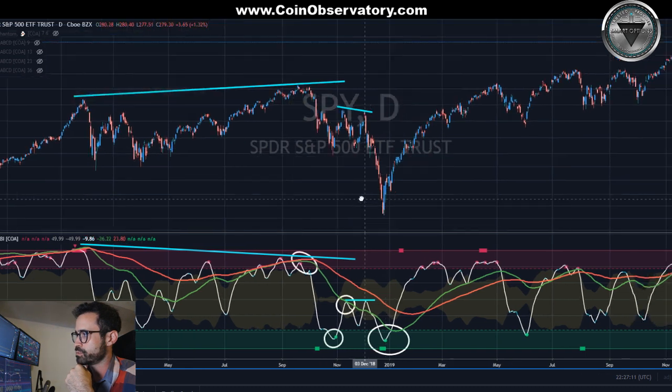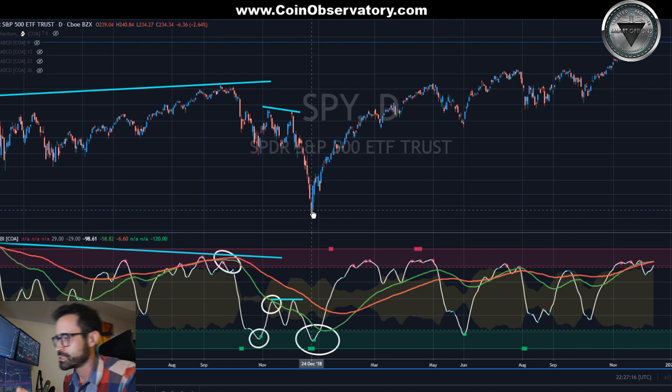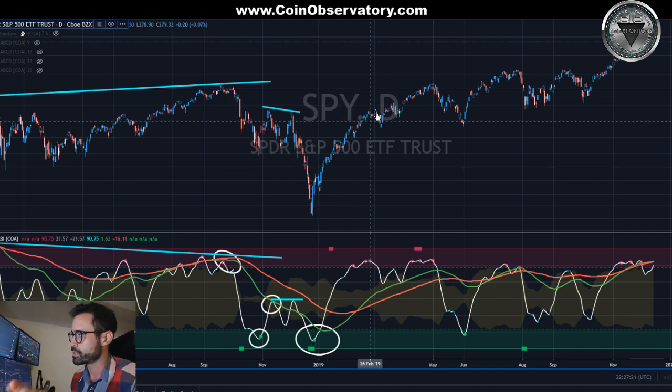Imagine buying 234 on the S&P. And that was just December 2018. That was a year ago. This is actually Christmas Eve. If you would have bought this, longed it, and just sat on it, that would have been a great entry.